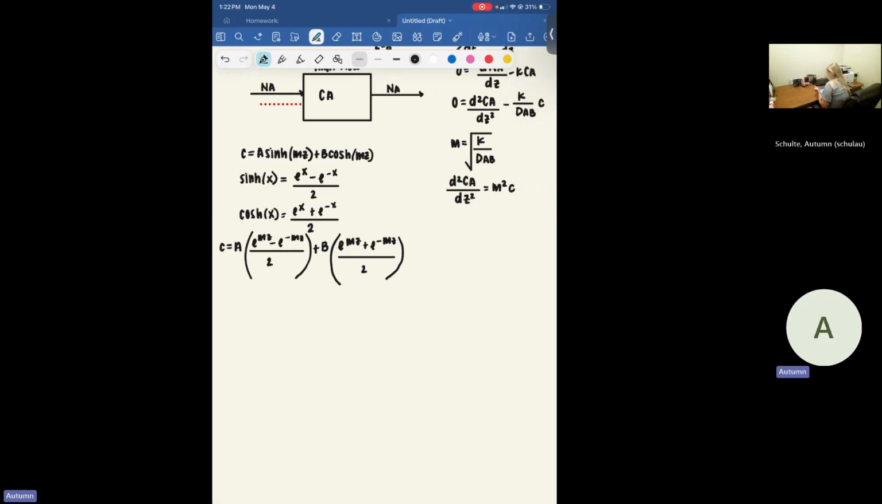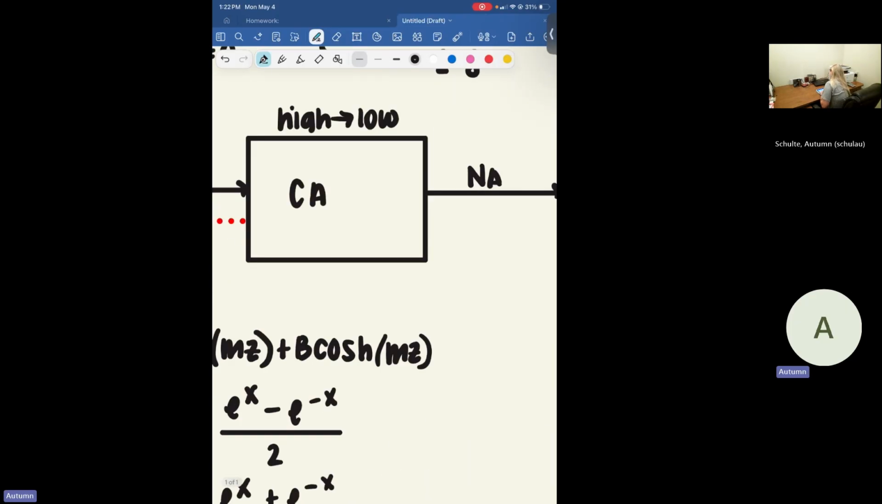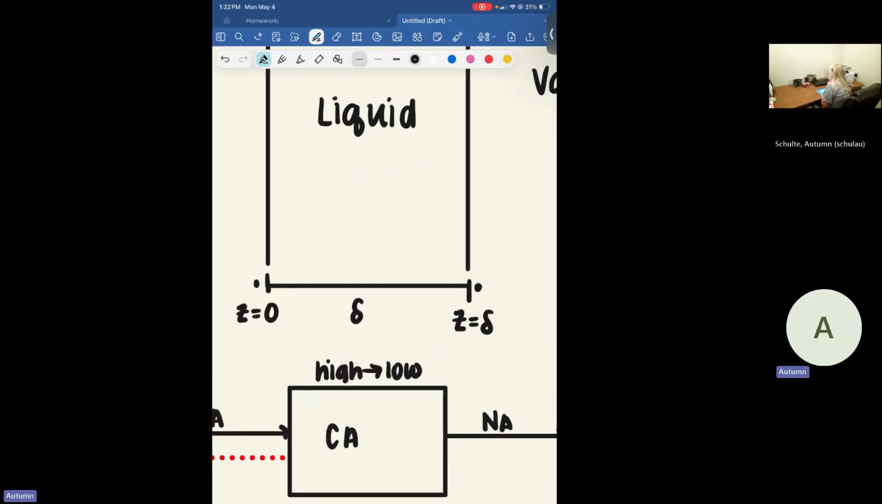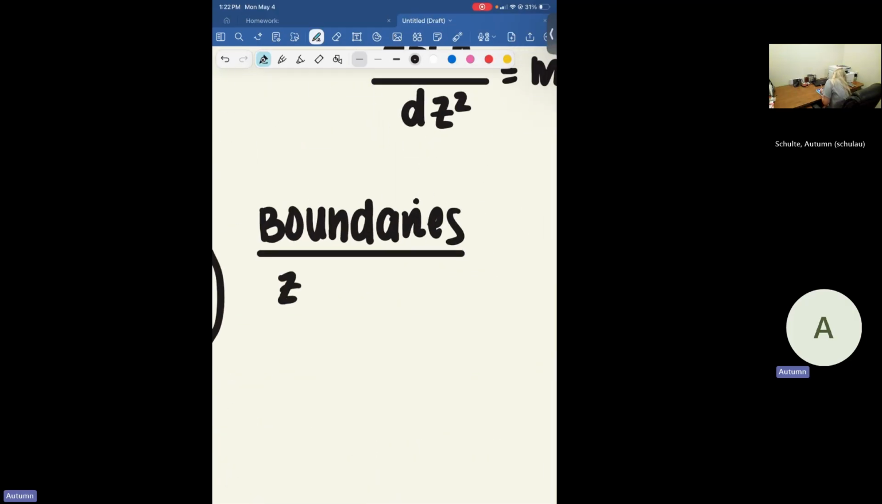And we need to set some boundary conditions, and we need to figure out what we are evaluating from. So our boundaries are going to be over this liquid film thickness up here, because we're wanting to find the absorption flux over this liquid film thickness. So our boundaries are going to be at z is equal to 0 and z is equal to delta. So we're going to have to solve when z is equal to 0 and when z is equal to delta.